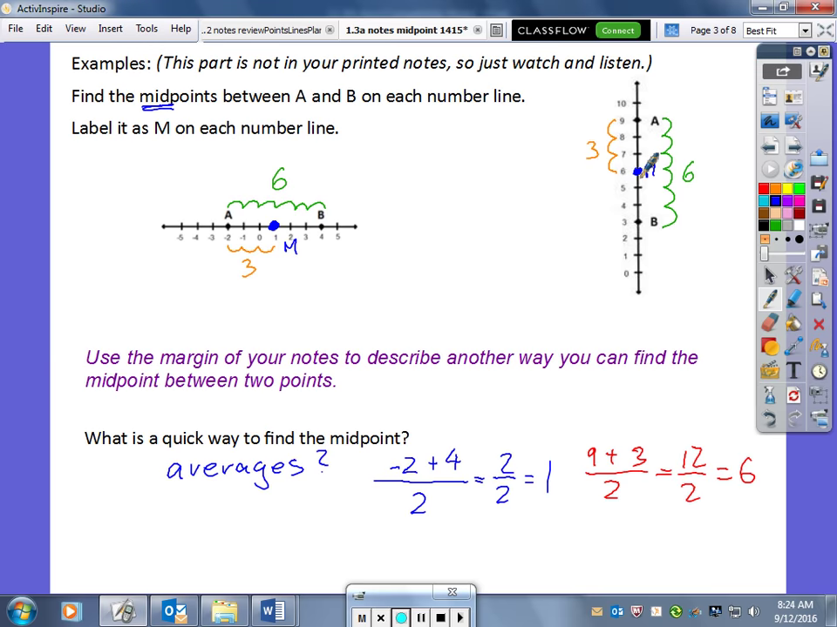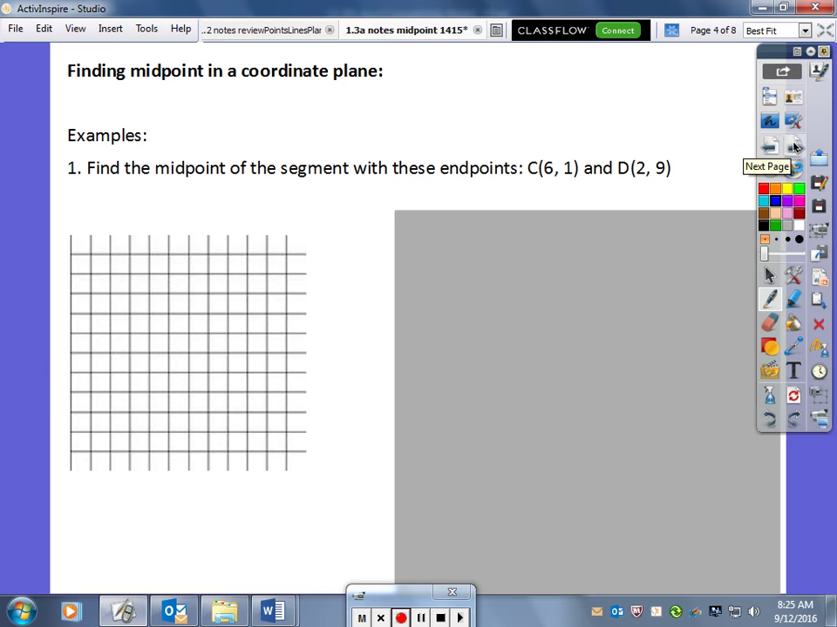So this is another easy way to find midpoints, and it is particularly handy when the numbers are far apart and it's not that easy for us to count the steps from one point to another on a coordinate plane. So then let's go ahead and find a midpoint in a coordinate plane. We've got an example right here, and we are supposed to find the midpoint of the segment with these endpoints. C with the coordinates 6 and 1, and D with the coordinates 2 and 9.